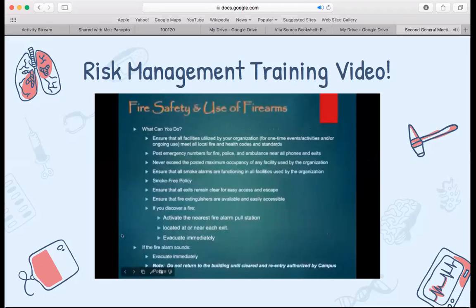Fire safety and use of firearms. What can you do? Ensure that all facilities utilized by your organization meet all local fire and health codes. If you attend an event off campus, make sure your organization has checked that they're up to correct fire code. If there's a fire alarm, evacuate immediately. If you discover a fire, you can pull the fire alarm pull station and evacuate. Just make sure that you are taking care of yourself and going into safe spaces.